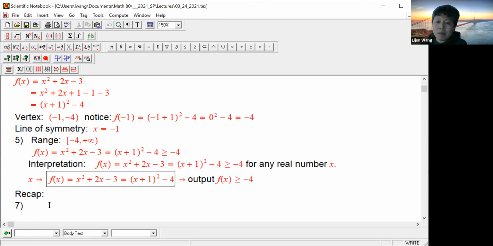Number 7, maximum y value or minimum y value. Here we don't have a maximum value, because the maximum value can be as large as possible. But we do have a minimum value. And the y value here is the output. So the minimum y value, i.e. the minimum output, is -4.